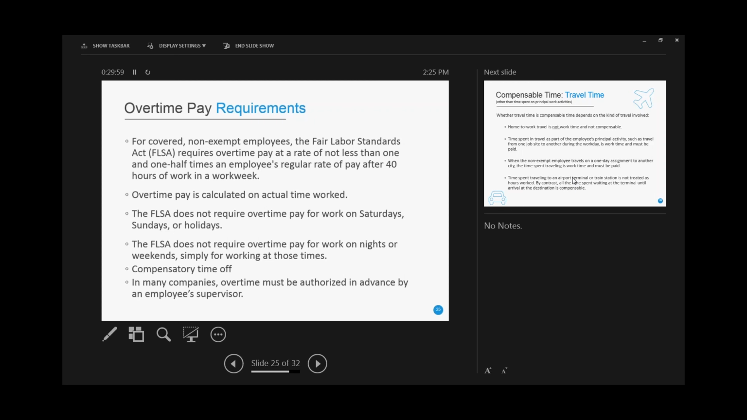The FLSA does not require overtime pay for work on Saturdays, Sundays, or holidays. So if an employee works 8 hours per day and is off on a Monday and then works on Saturday, you are not required to pay the employee overtime unless, of course, the hours total over 40 in the work week. So in other words, the FLSA does not require overtime pay for work on nights or weekends simply for working at those times.